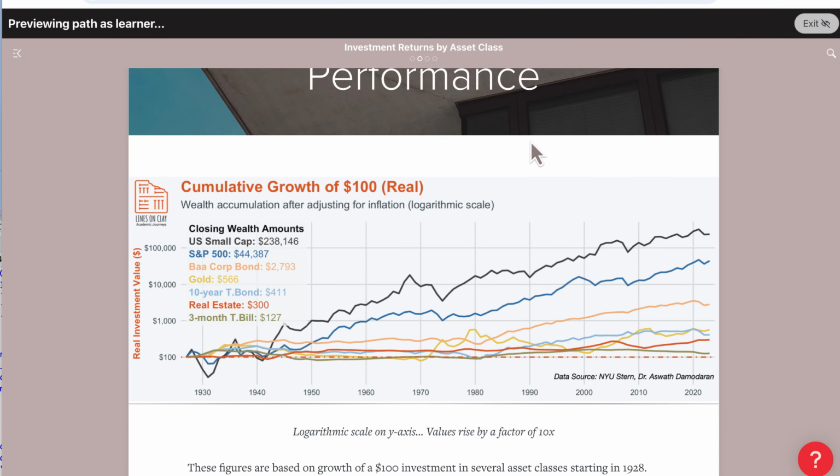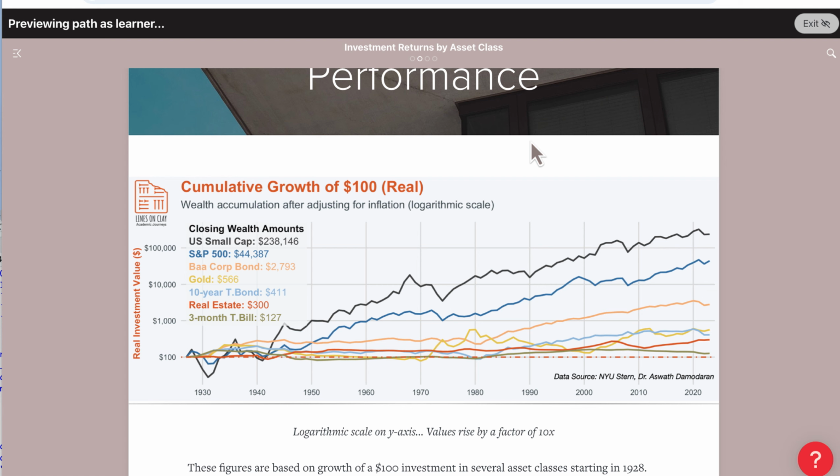It's amazing. A $100 investment placed in U.S. small caps in 1928 grew to $238,146 by the end of 2024. Now, that is with full reinvestment of all dividends, putting one cash flow in at the beginning and not seeing a lick of that for the entire period through 2024.